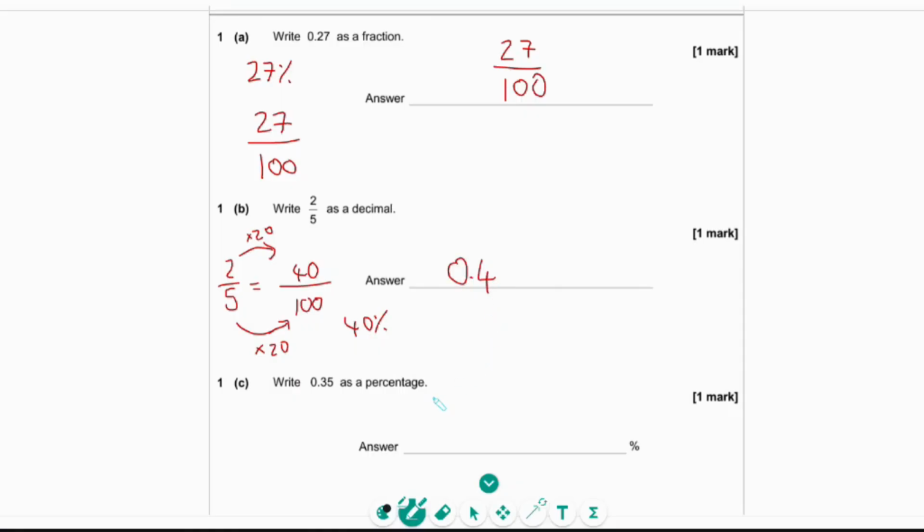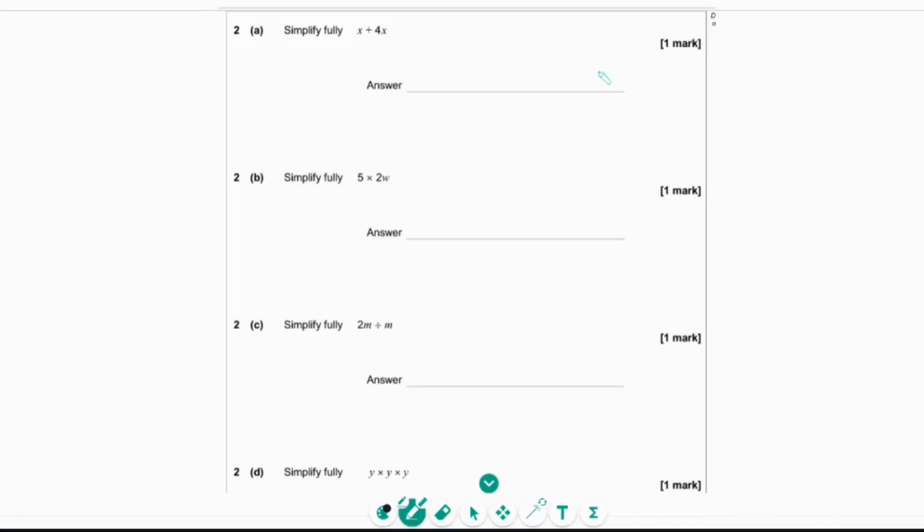Write 0.35 as a percentage. To convert a decimal to a percentage, you times it by 100, 35%. Simplify x plus 4x, or 1x plus 4x is 5x. Multiply, simplify fully, 5 times 2w. 5 times 2 is 10, 10w.